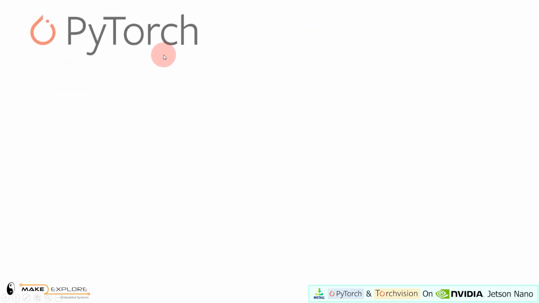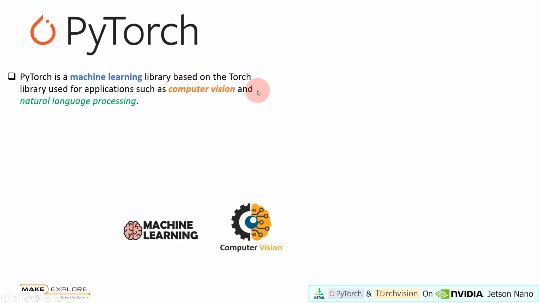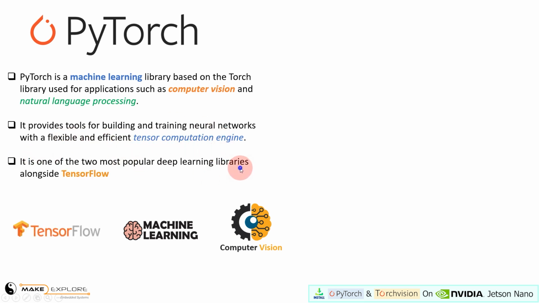So, what is Pytorch? Pytorch is a machine learning library based on the Torch library, used for applications such as computer vision and natural language processing. It provides tools for building and training neural networks with a flexible and efficient tensor computation engine. It is one of the two most popular deep learning libraries alongside TensorFlow.